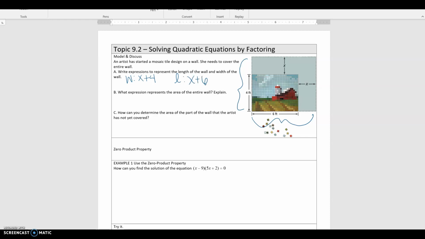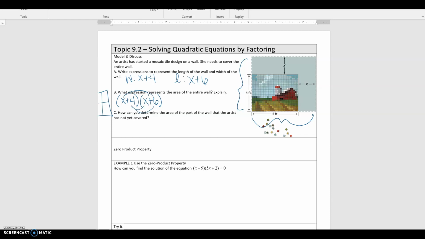And then it says write an expression representing the area of the entire wall. So this whole thing. So we would do x plus 4 times x plus 6. You can do the box method. You can do the FOIL method.